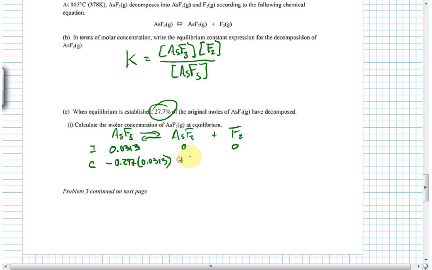This is going to be plus 0.277 times 0.0313, and this is going to be the same. All right, does that make sense? That's what we mean by 27.7%. All right, so at equilibrium, my concentration is going to be the initial concentration minus the 27.7%.